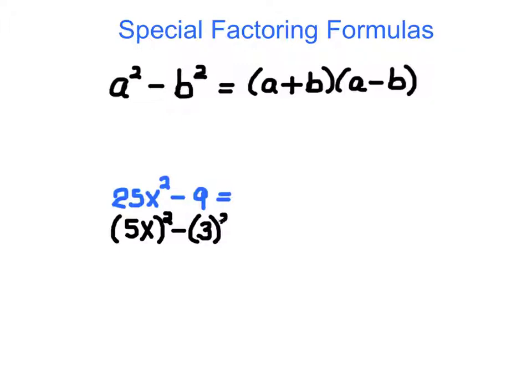So now we can recognize that we have the difference of two perfect squares. If we have the difference of two perfect squares, it factors into the product of these two conjugate binomials. So 25x squared minus 9 is equal to 5x plus 3 times 5x minus 3.